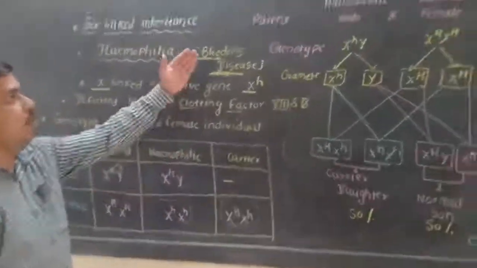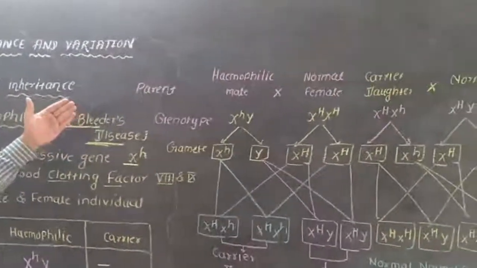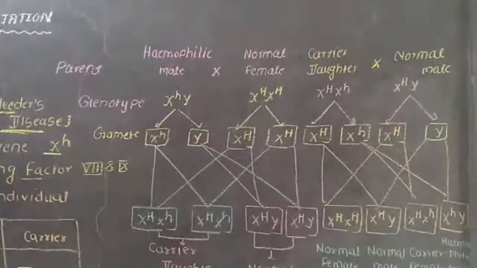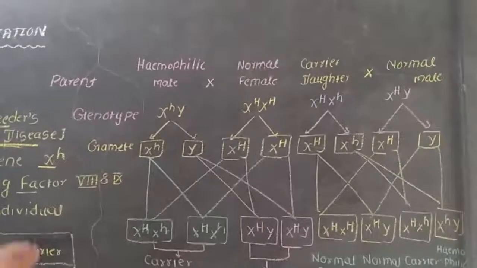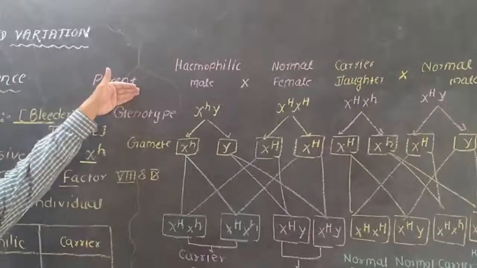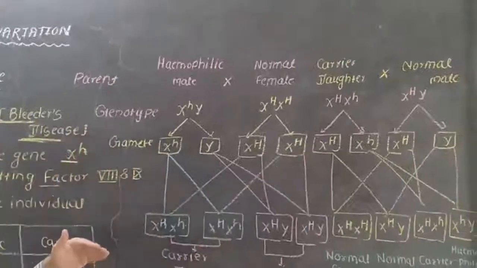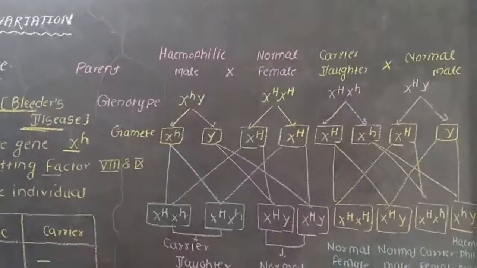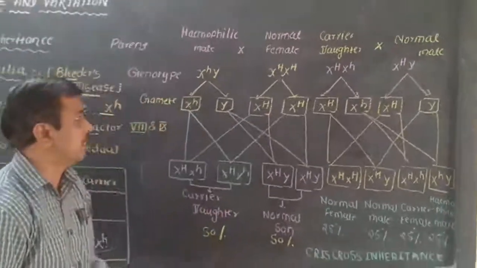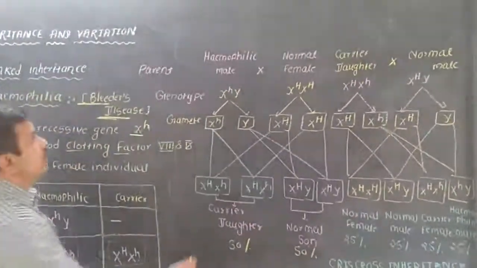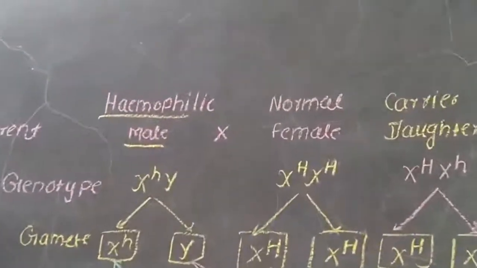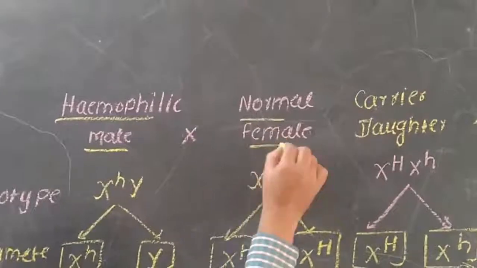Now let us see how the disease will be transmitted from one generation to another, and to the next generations, and how it is transmitted from the grandfather to the grandson through these carrier daughters. This phenomenon is known as crisscross inheritance. Let us see that here a hemophilic male marries a normal female.